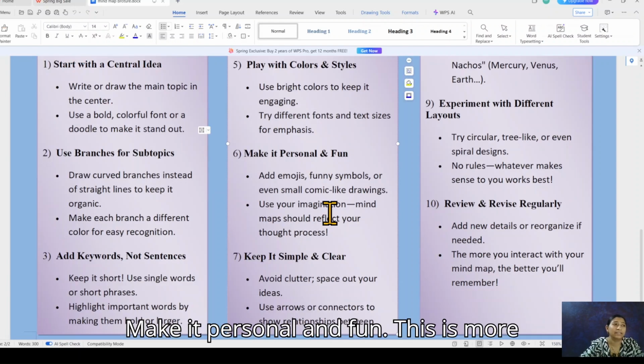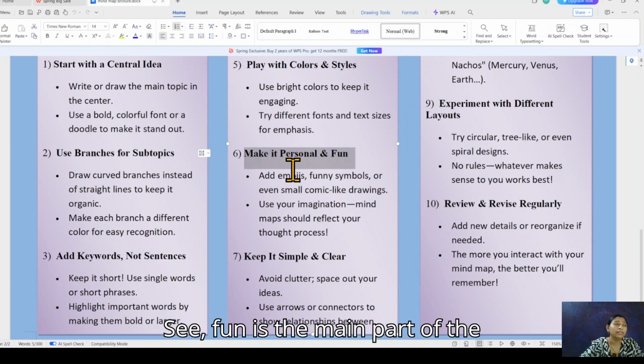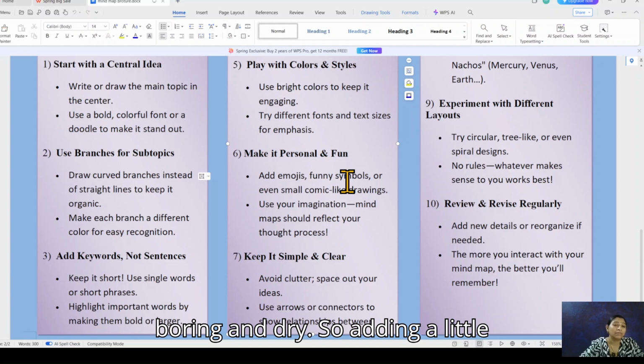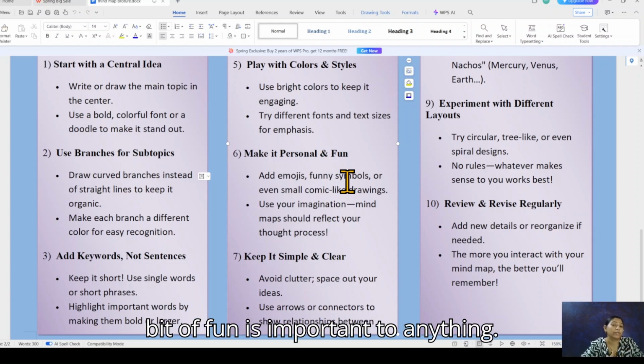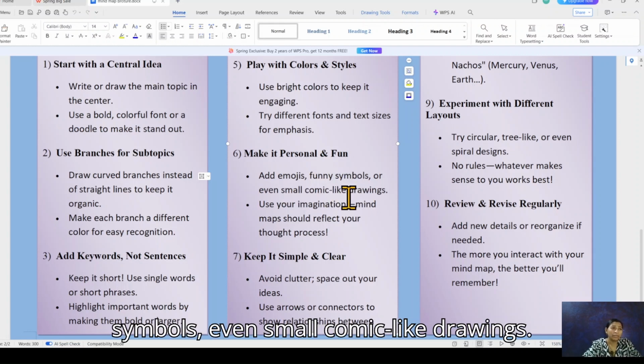Make it personal and fun. This is more important. I should say, fun is the main part of the learning. If we don't enjoy what we learn, obviously the concept seems boring and dry. So adding a little bit of fun is important to anything. So always add emojis, funny symbols, even small comic-like drawings.